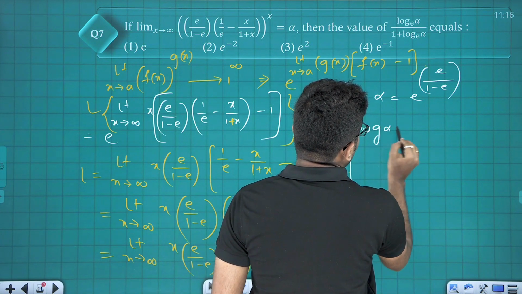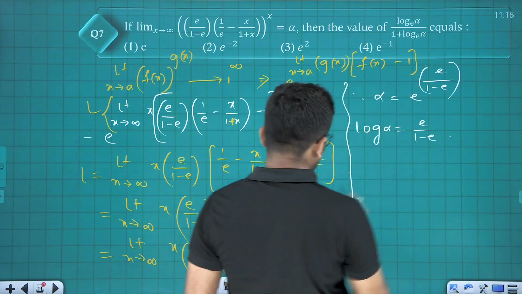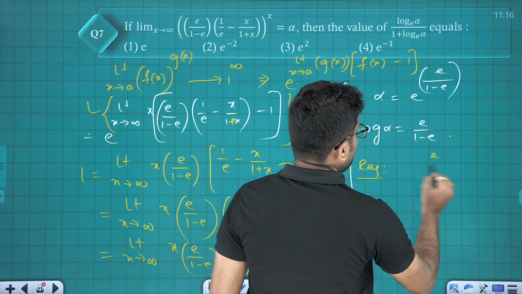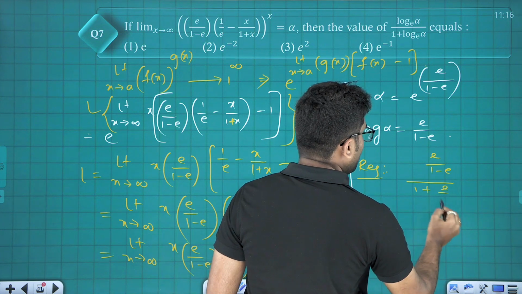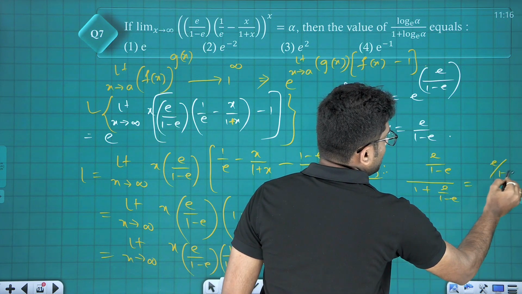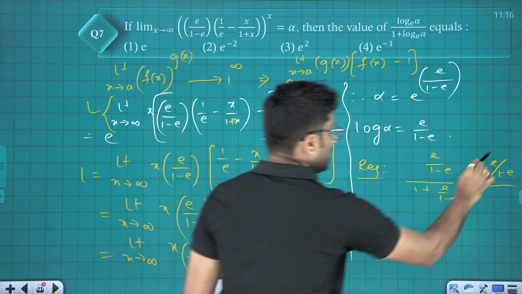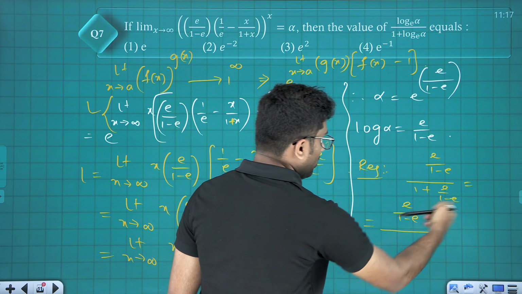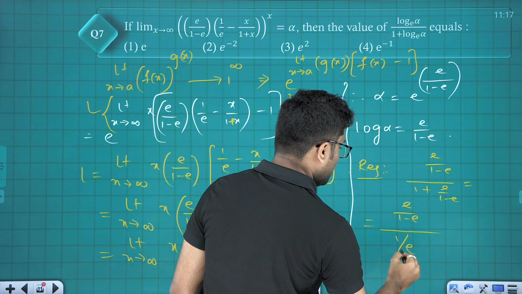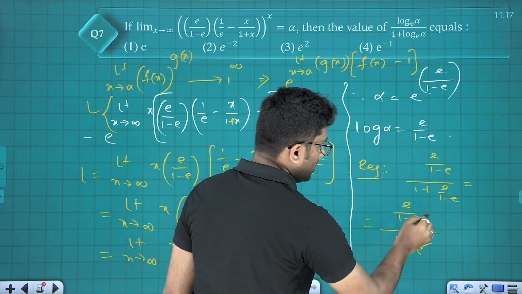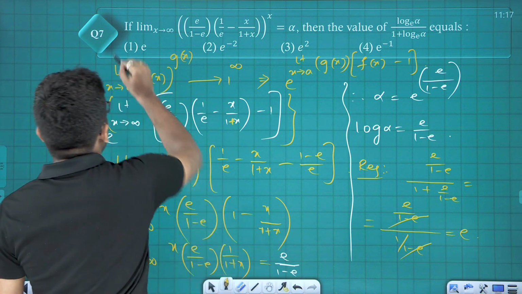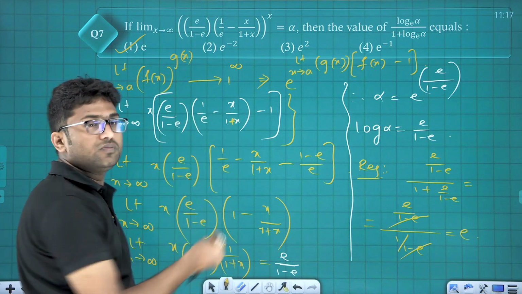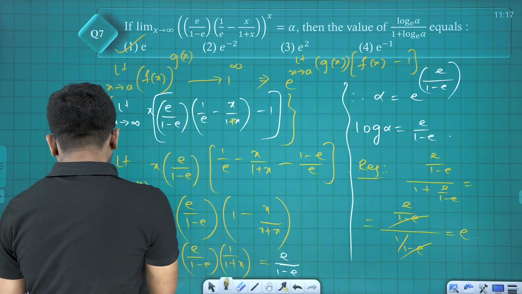See what log alpha is now. Log alpha will be e by 1 minus e. So now the required value is e by 1 minus e by 1 plus e by 1 minus e, which is e by 1 minus e whole divided by 1 minus e plus e over 1 minus e. The 1 minus e gets cancelled. Answer is e, which is option 1. A very good question from only limits, that too the most repeated form, which is the 1 power infinity form.